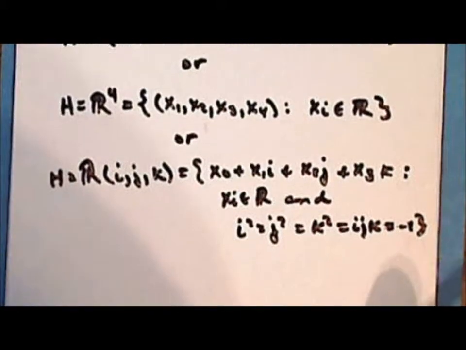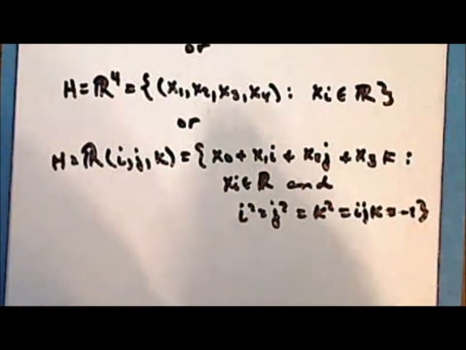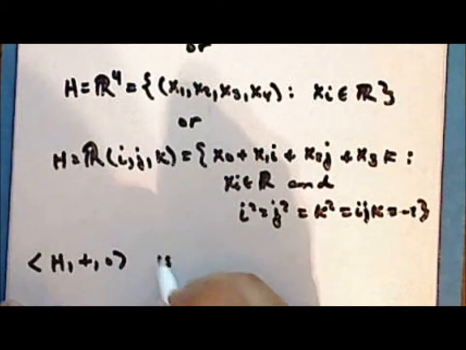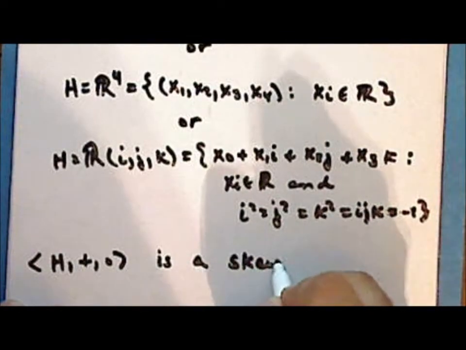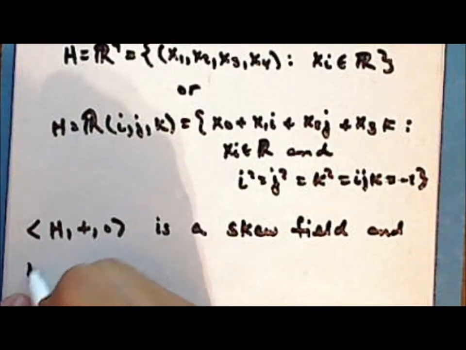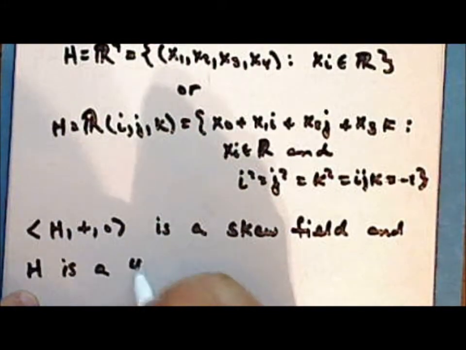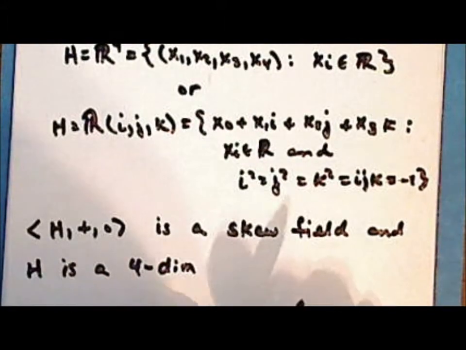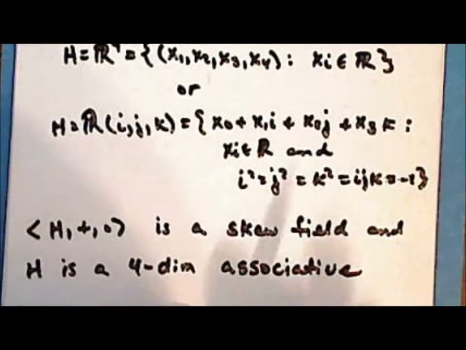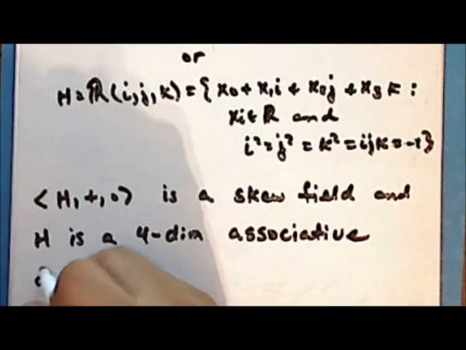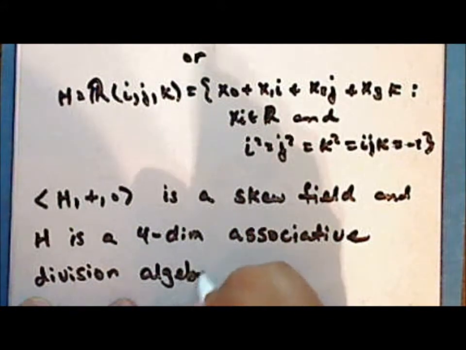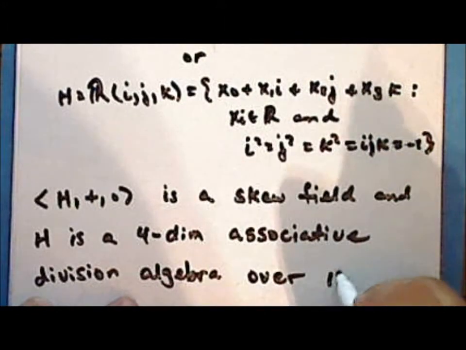No matter how we consider the set of quaternions, the quaternions together with addition and multiplication is a skew field, and the quaternions is a four-dimensional associative division algebra over the field of real numbers.